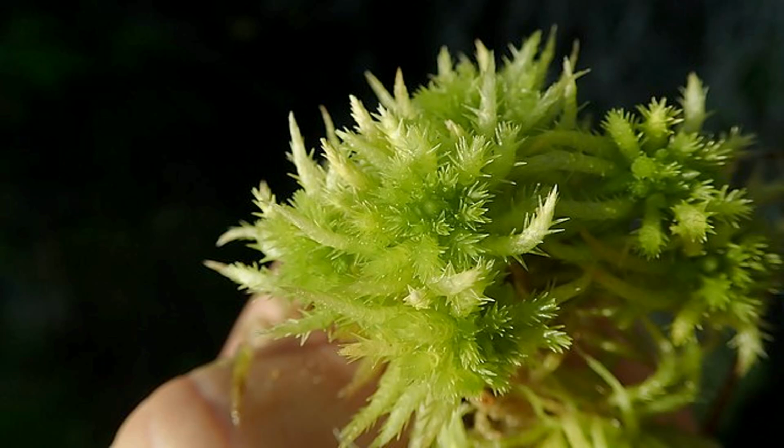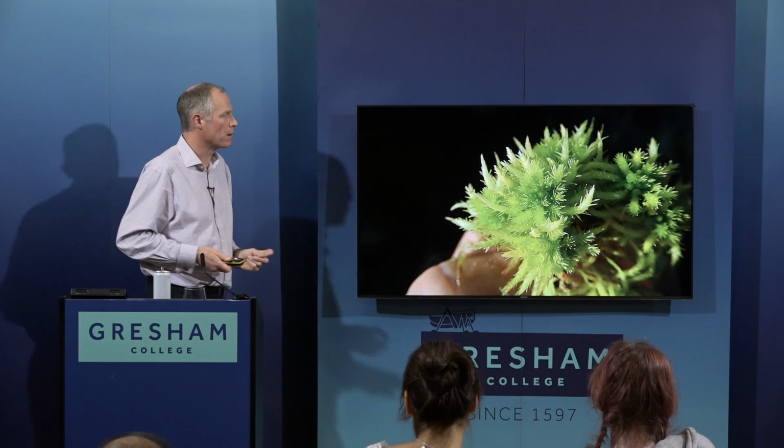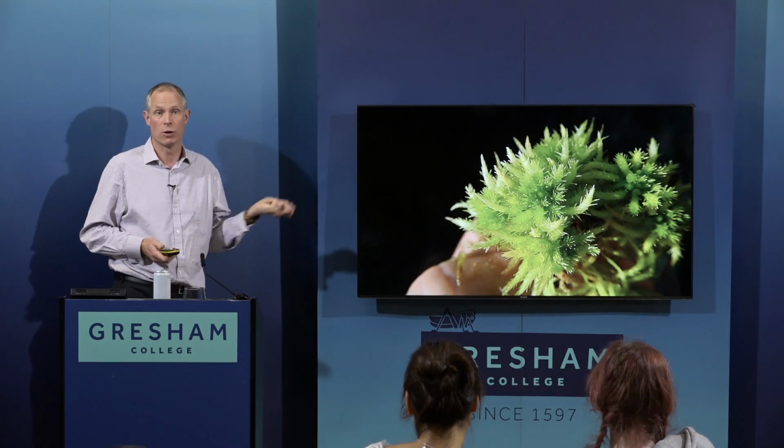This is sphagnum moss, and it's this remarkable moss which, if you had a movie of it, you can dip into water and it holds a huge amount of water. You can squeeze it out like a sponge. Sphagnum moss is clearly not a microbe, but what I want to convince you of is that it's really dependent on microbes for its life.